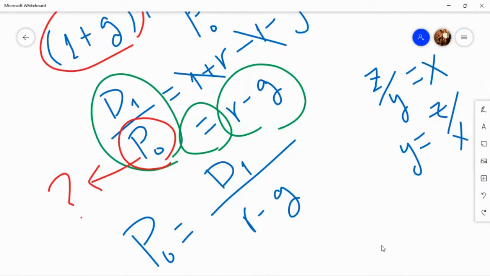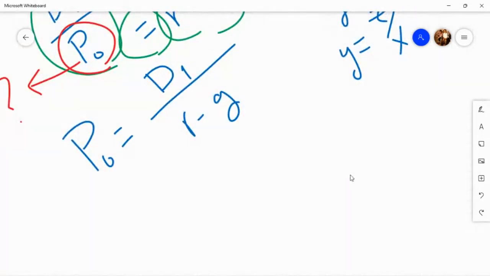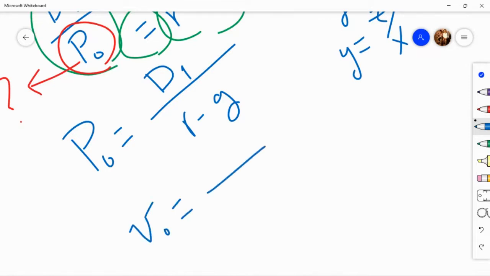Now we are there. What is this? Isn't this exactly the Gordon growth model? We assumed equilibrium condition, and under equilibrium, V0 is P. Dividend at time 1, or dividend at time t plus 1, over R minus G. Okay.